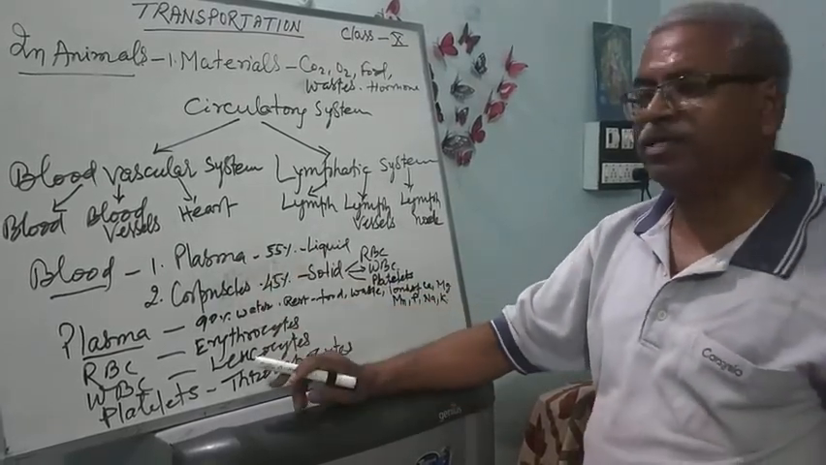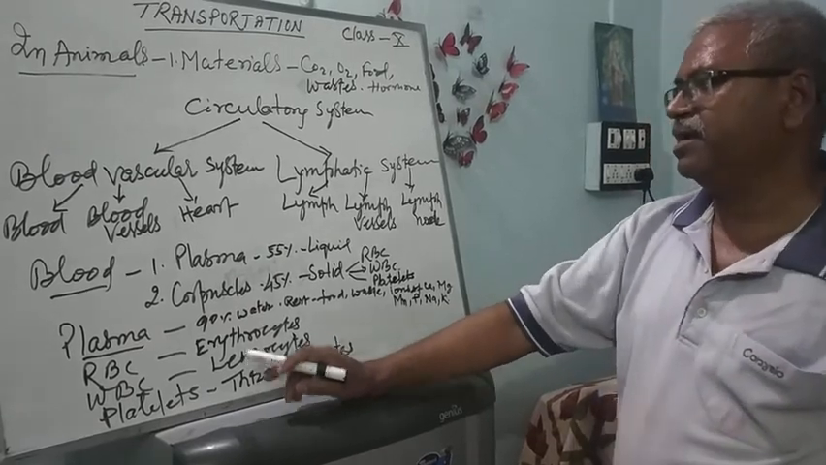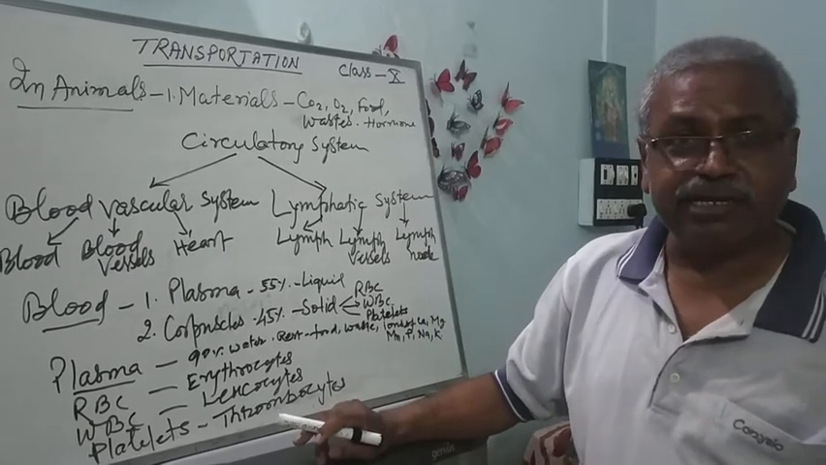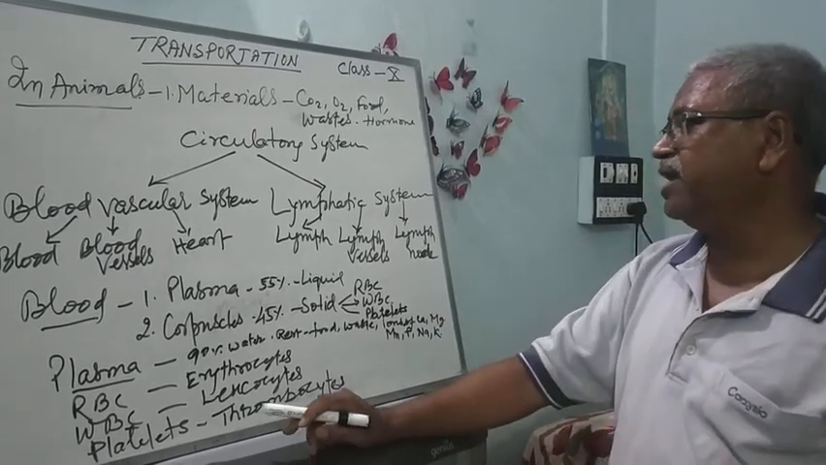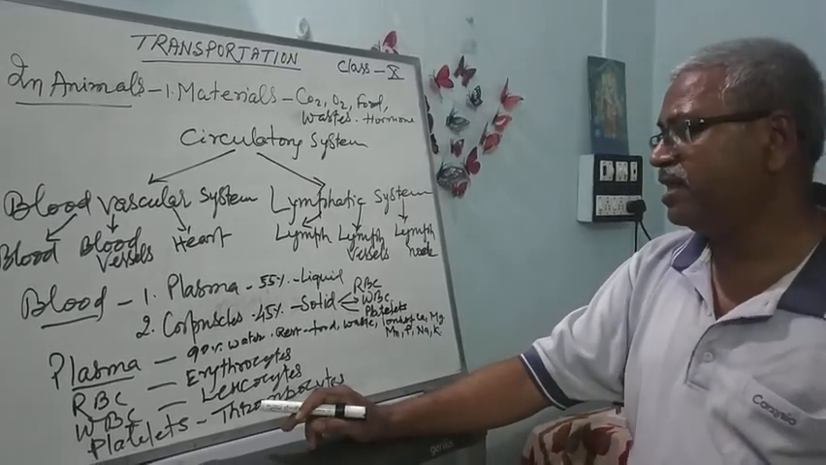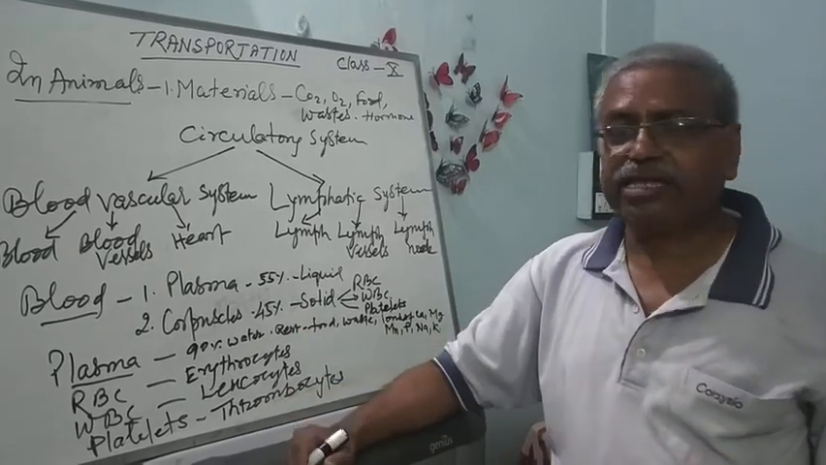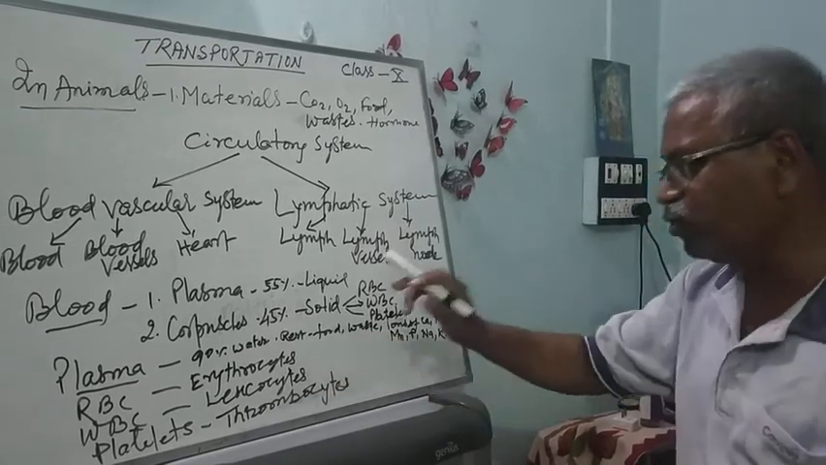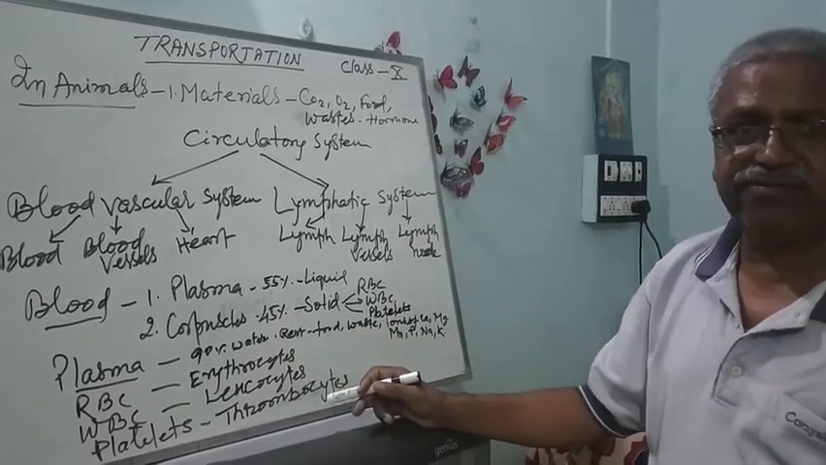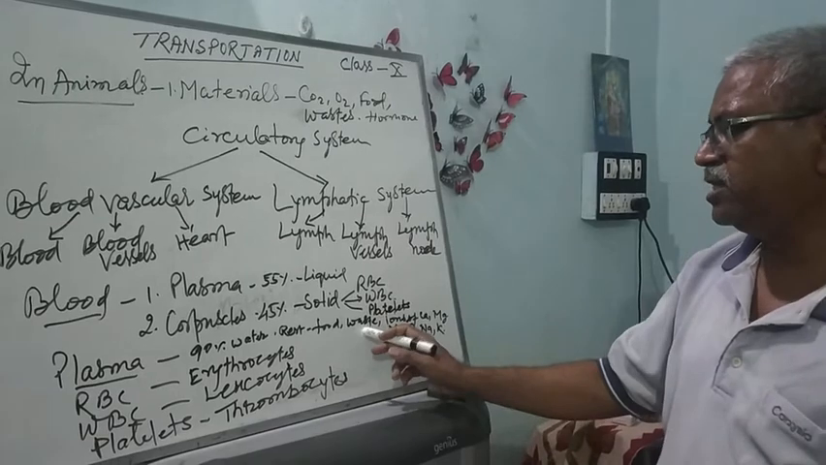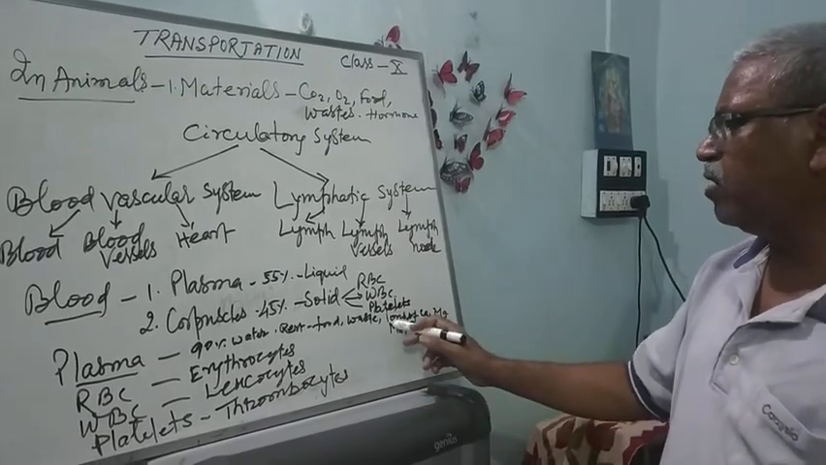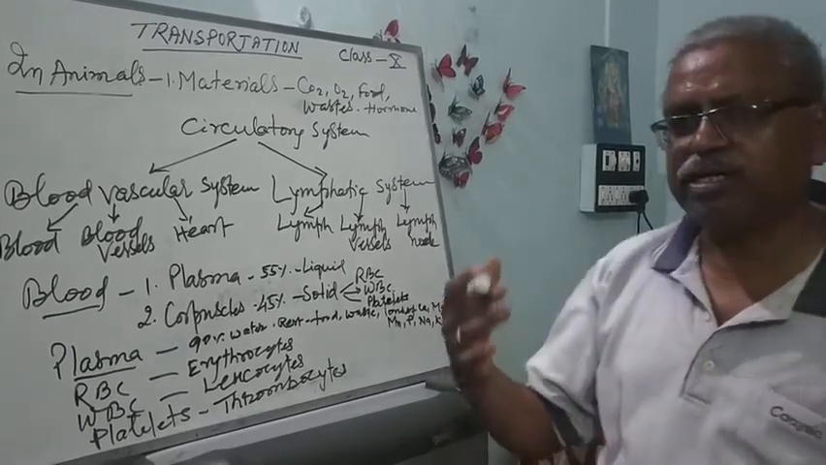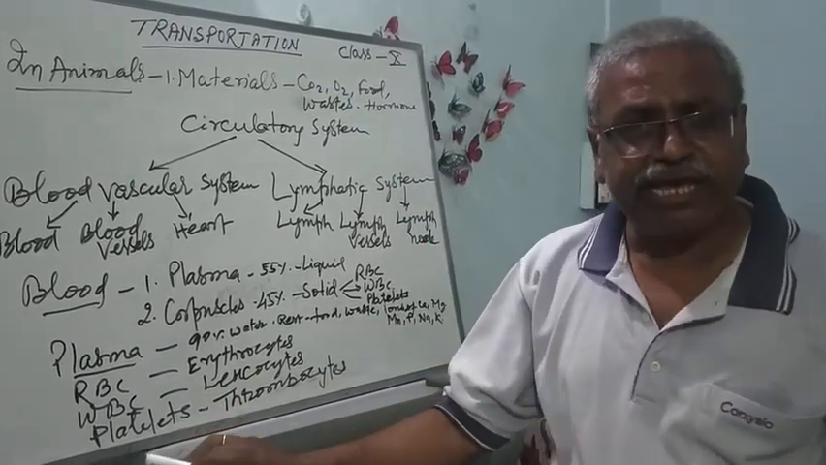This plasma, which is the liquid part, has 90% water and the rest 10% is food, carbohydrate, fat and proteins, wastes, urea, ions of calcium, magnesium, manganese, potassium, sodium and their compounds.